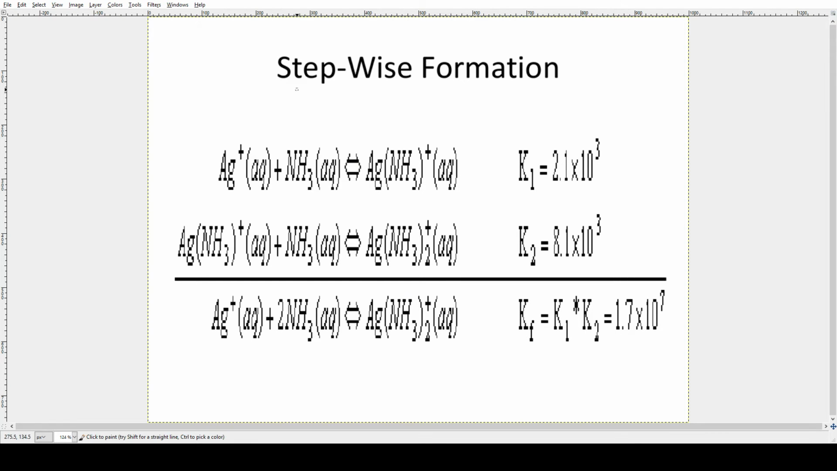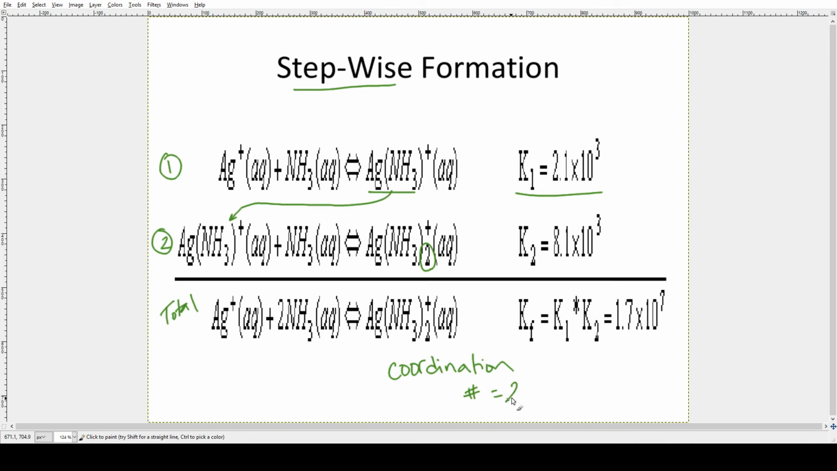It's good to know, though, that they form in a stepwise pattern. There are steps, step 1, step 2, and then here's the total. So you can see that the silver attaches to the ammonia, and there's a K for that, an equilibrium value. And then it will attach itself to another ammonia. Now it has 2 ligands. So the coordination number here is 2. And if you want to figure out the equilibrium constant for the total equation, you're going to use K1 times K2, and you'll end up with the total K value.